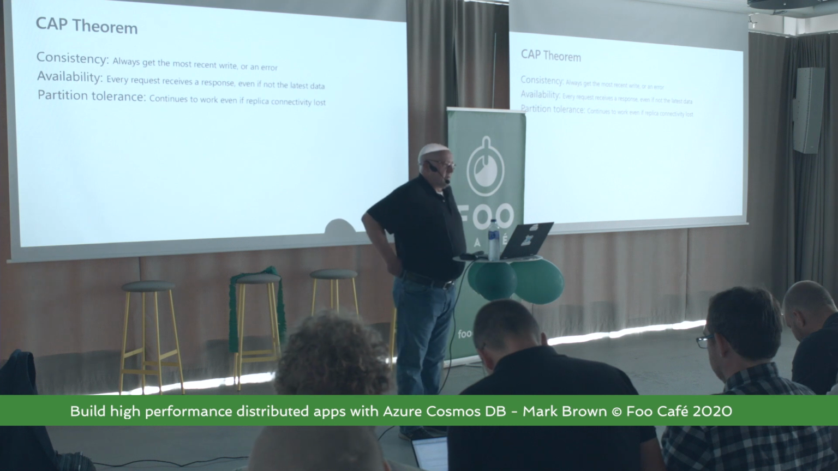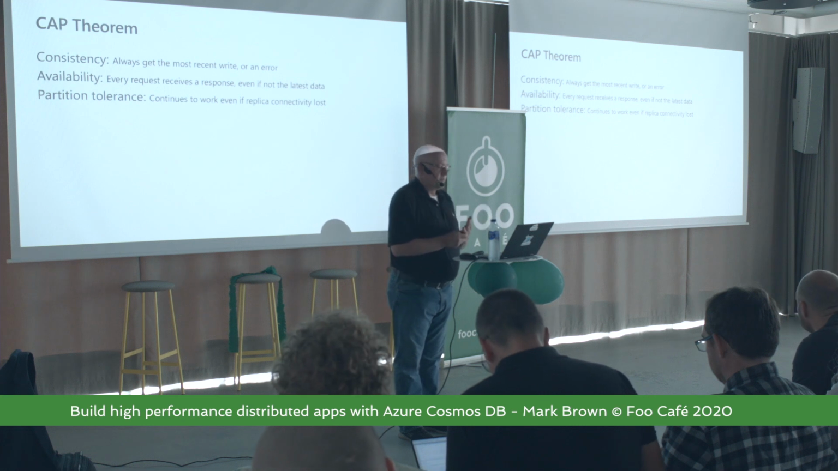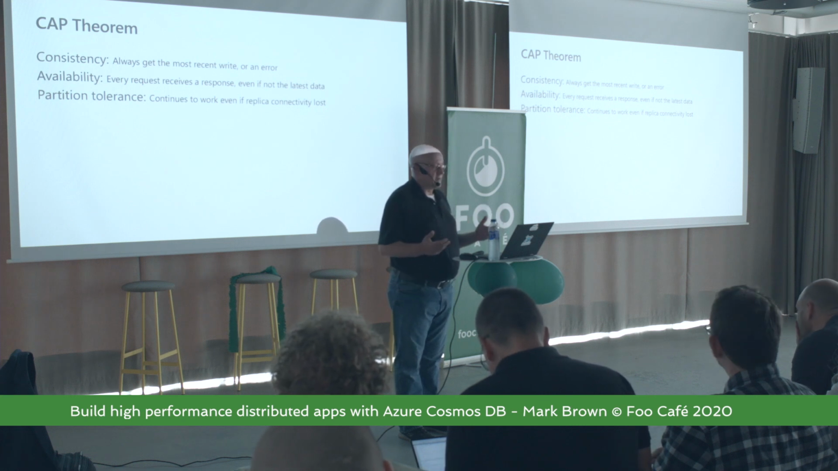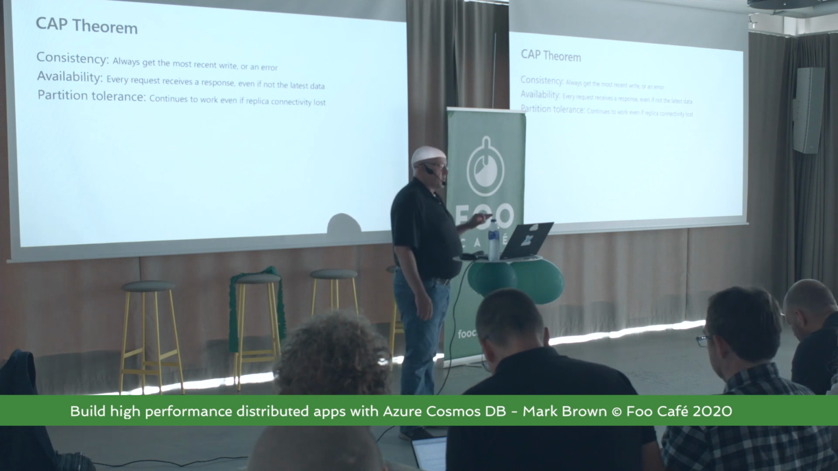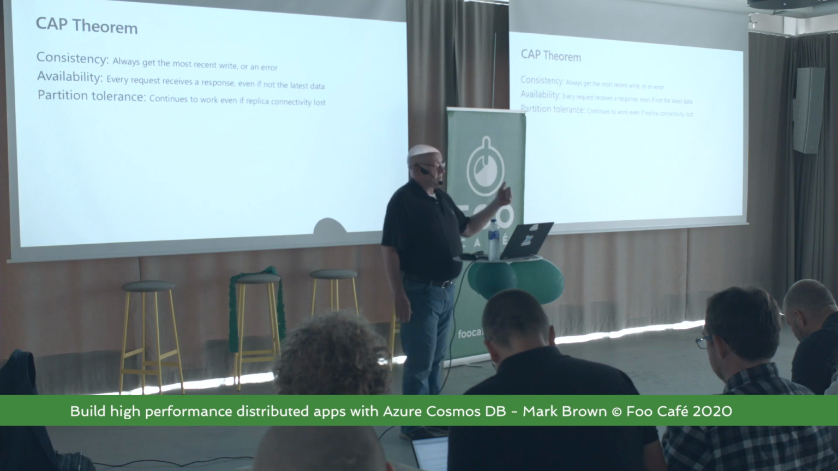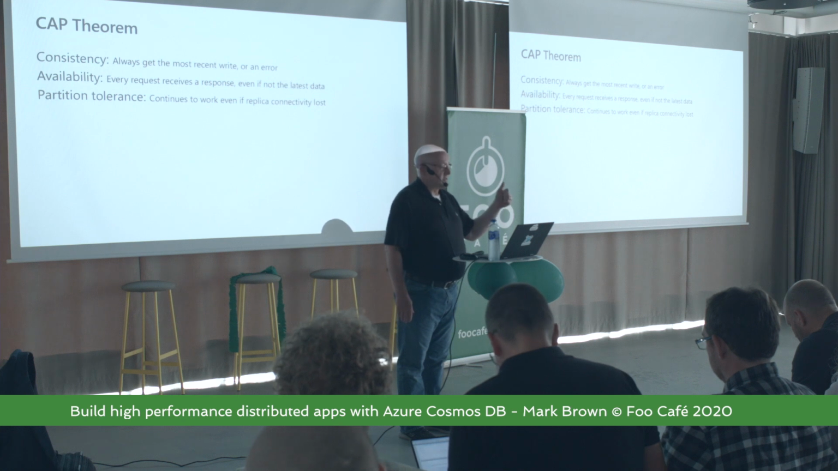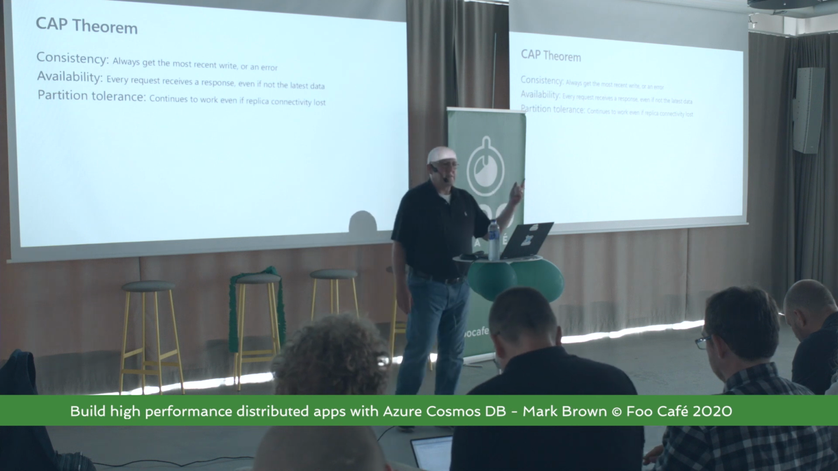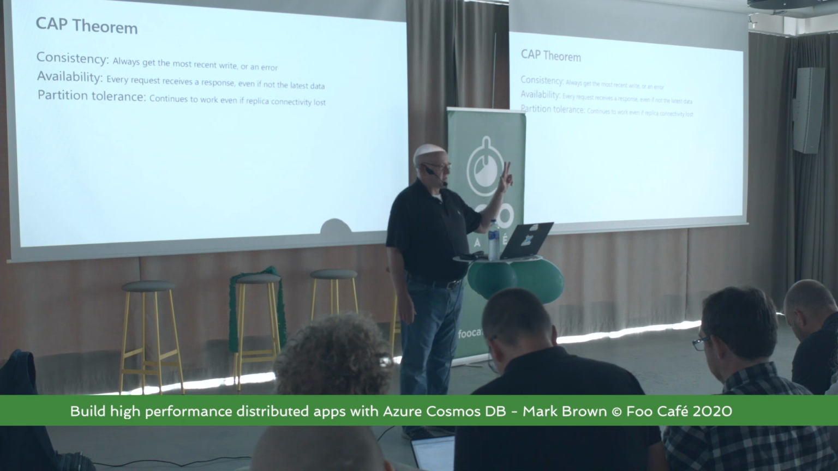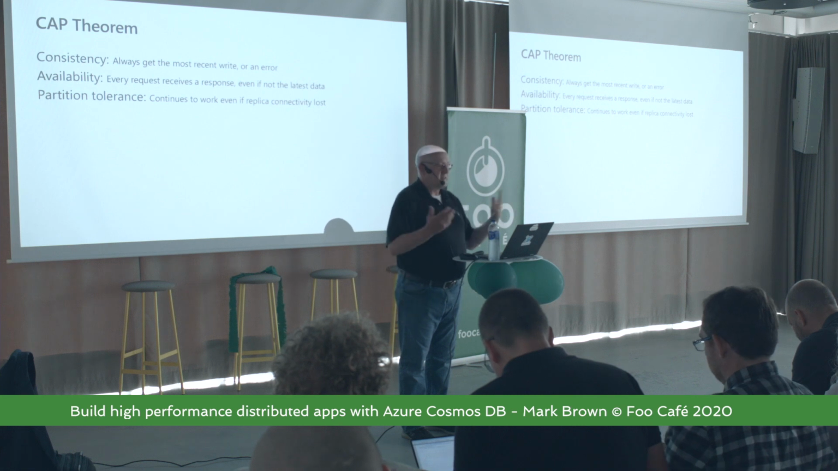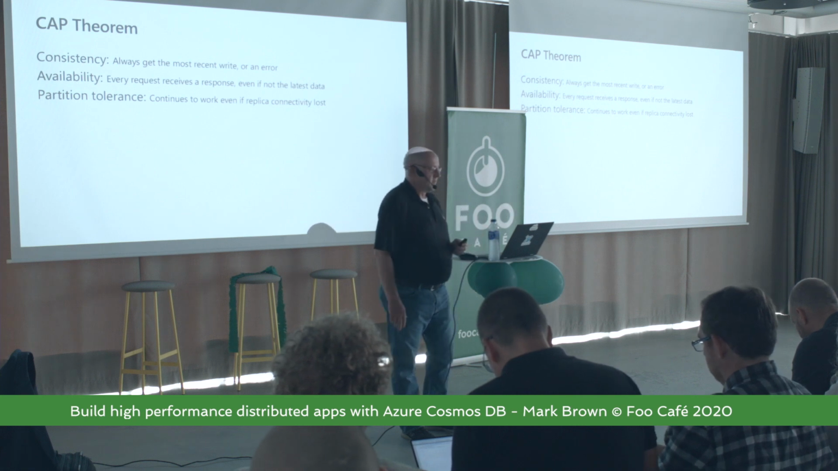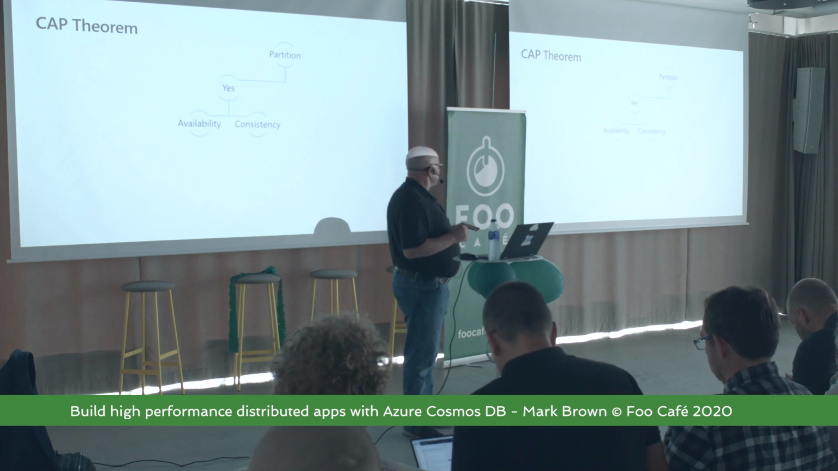So in 1998, a computer scientist by the name of Eric Brewer devised something that eventually became known as the CAP theorem. And what the CAP theorem states is that for a distributed data store, you cannot provide more than 2 out of the 3 guarantees. Consistency: I always get the most recent write for that database, or I get an error. Availability: every request that I send to that data store receives a response, even if it's not the latest data. And then partition tolerance: that essentially means that the system or the data store will continue to work even if the connectivity is lost between the replicas.